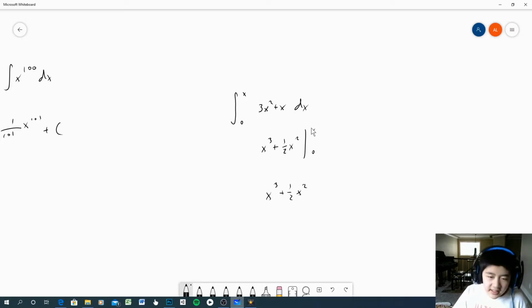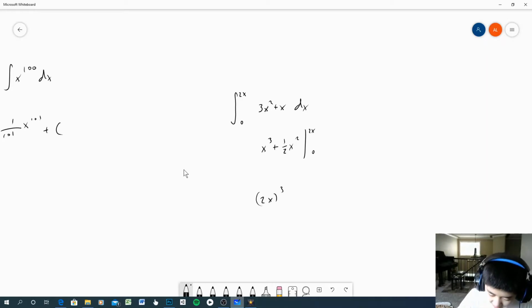But let's say it was 2x. Then what would we do? Then we just substitute all x's with 2x. So 2x to the power of 3, plus 1 over 2, 2x to the power of 2. And since the bottom bound is 0, we can just omit it, because 0 to the power of 3 is 0, plus 0 to the power of 2 times 1 over 2 is still 0. So even if it was subtracted, subtracting 0, it's still going to be this equation.